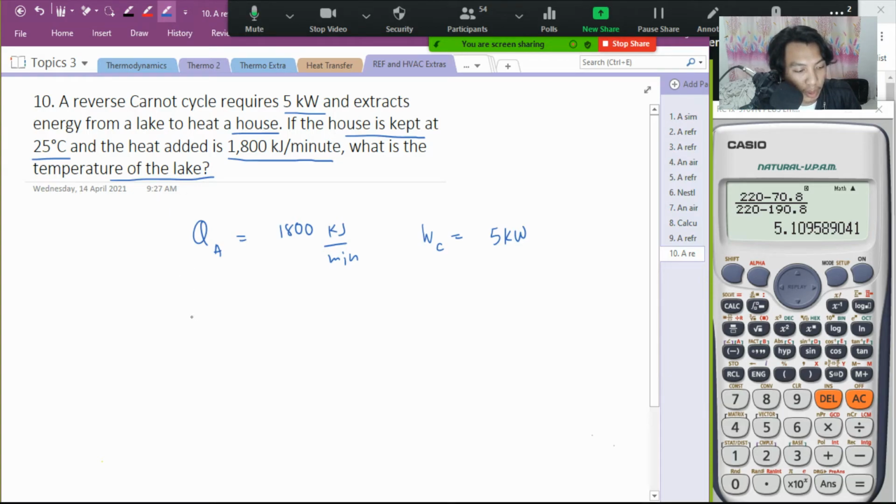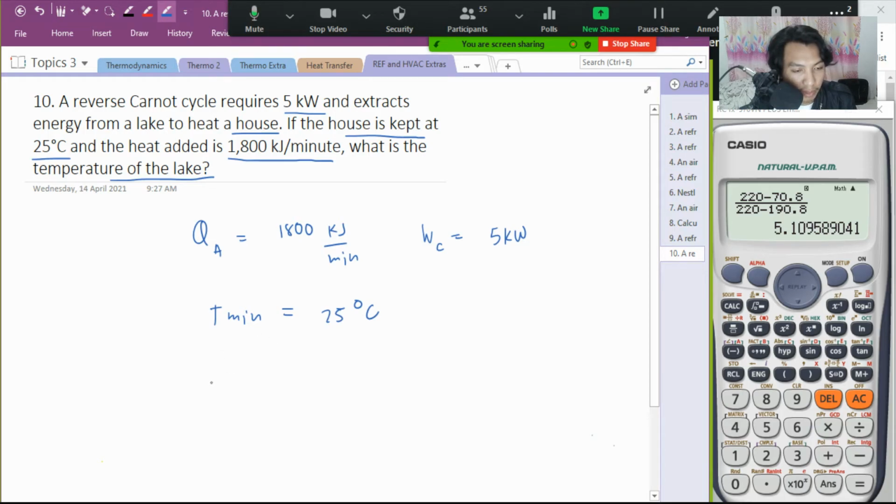So, how will we solve that? Okay. Ito yung T minimum. That is 25 degrees Celsius. Tignan nyo, extracts energy from the lake to heat the house. If the house is kept, it daw yung heat of minimum. I-keep niya daw to minimum yung temperature na yan. Tapos yung lake, yan yung mag-absorb ng heat. How about the maximum temperature ang hinahanap dyan?